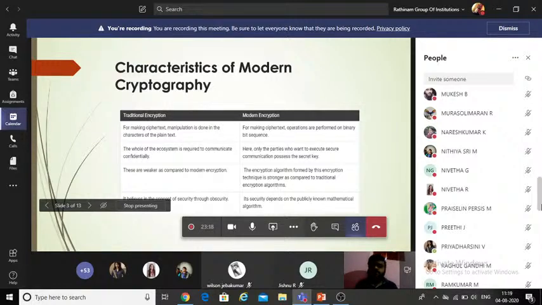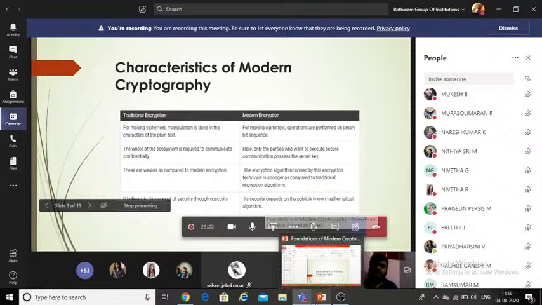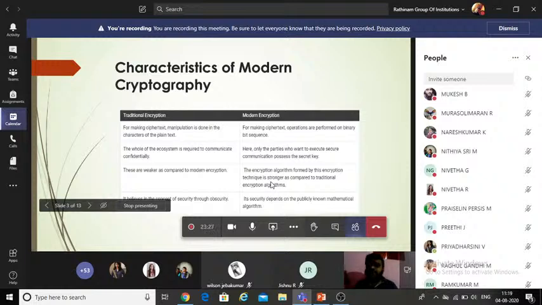What is the third point? Traditional encryption is weaker compared to modern encryption. Yes, exactly, because modern encryption is nothing but an upgradation of traditional encryption. When the existing system fails, we go for an upgradation or updation. So we can say how traditional encryption is weaker compared to modern encryption. Clear?